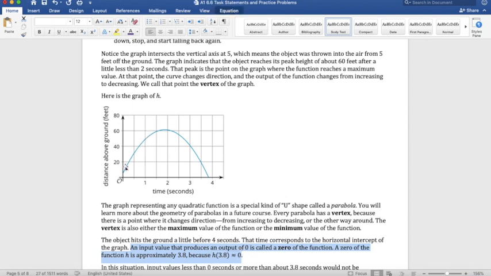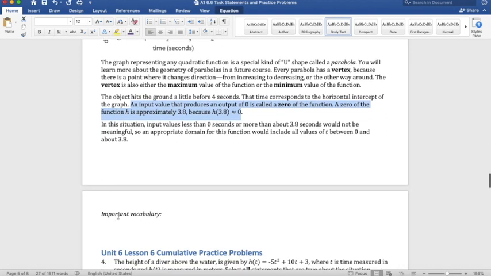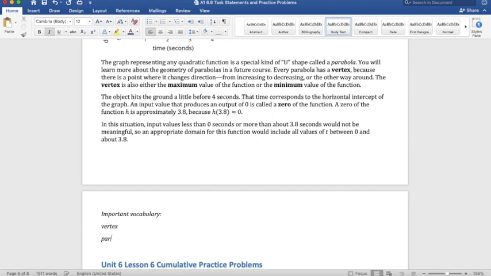There will be another 0 back in the negatives, but let's be real, that 0 probably doesn't matter because that tin can ball did not launch itself through the cannon backwards toward the ground. So that 0 doesn't matter in real world context. All right, so that's it for the video. The important vocabulary is above: vertex, parabola, 0.